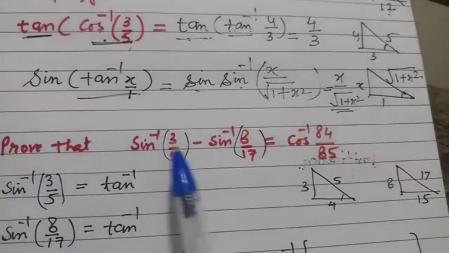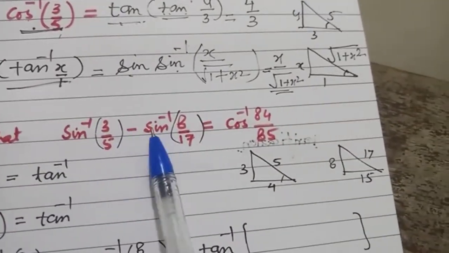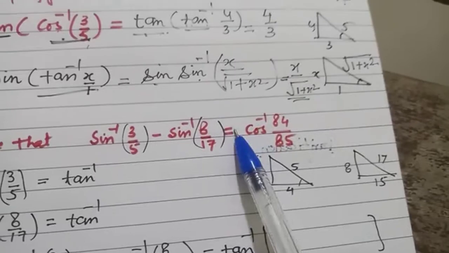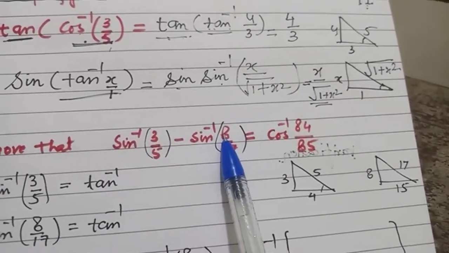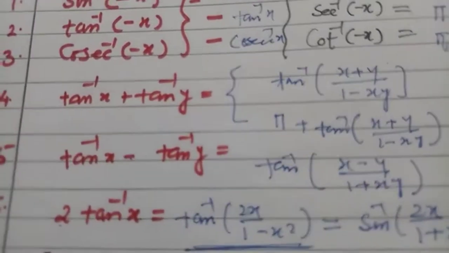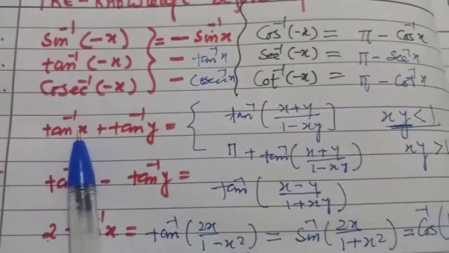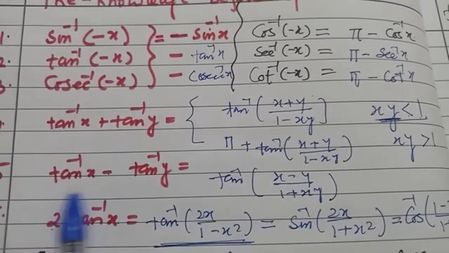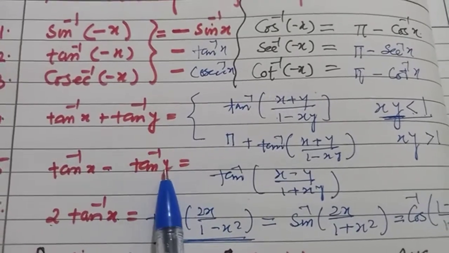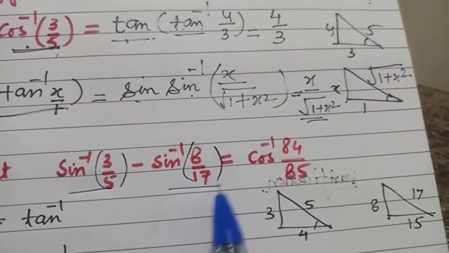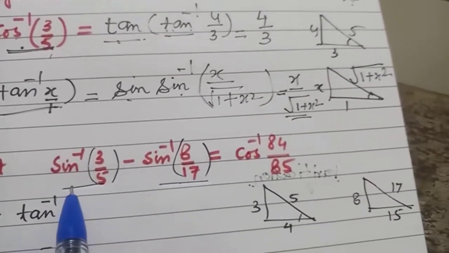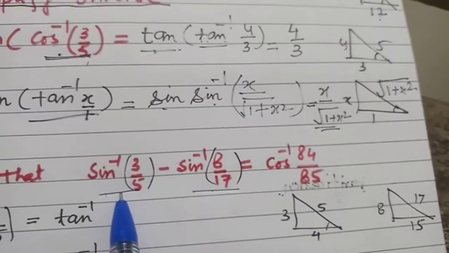Now the question is: prove that sin inverse 3 by 5 minus sin inverse 8 upon 17 equals cos inverse this. In our syllabus, we have the formula for tan inverse only. Which formula do we have? We just saw here the formula of tan inverse x plus tan inverse y, and tan inverse x minus tan inverse y. So we don't have any result for sin inverse here. Rather, they are not in our syllabus. Formulas are there, but we can convert them into tan inverses.